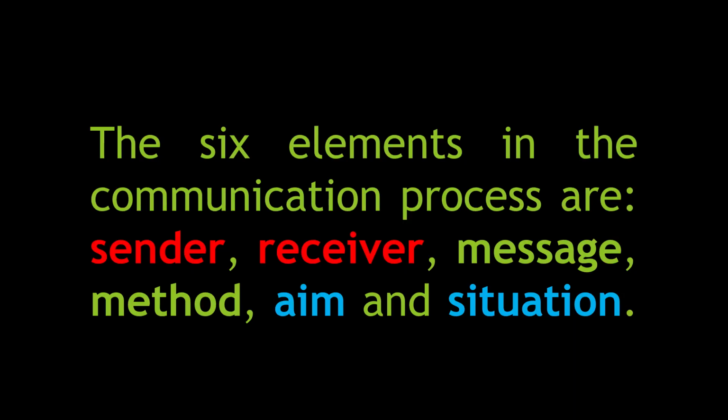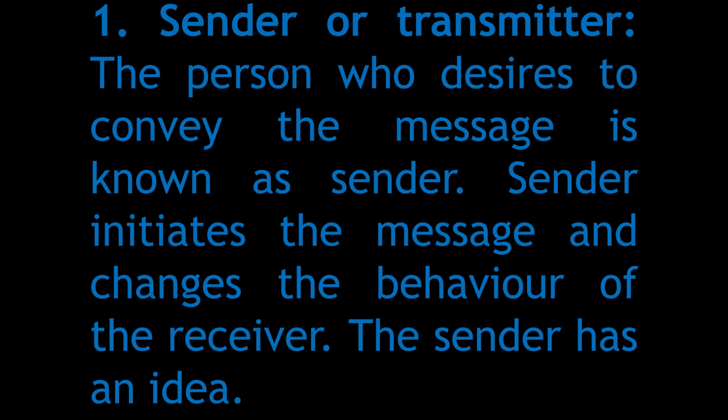So if we want to make our communication effective, we should make the communication process effective and accurate. We should understand the communication process. There are mainly 6 keys: sender, receiver, message, method, aim, and situation. So let's go through them one by one.